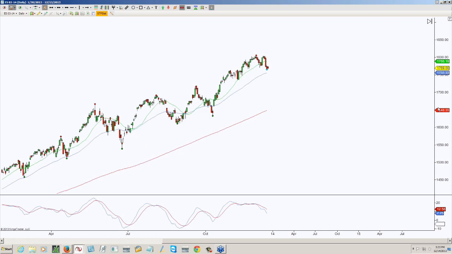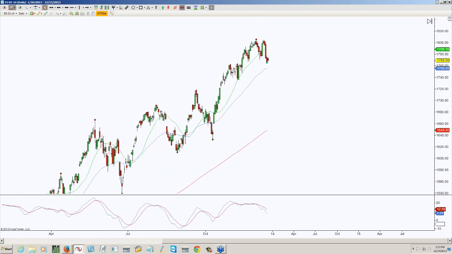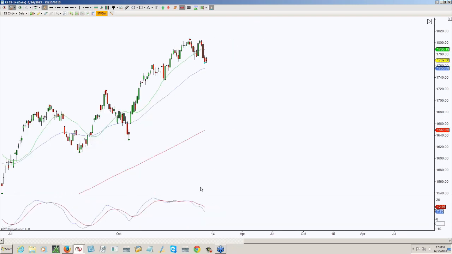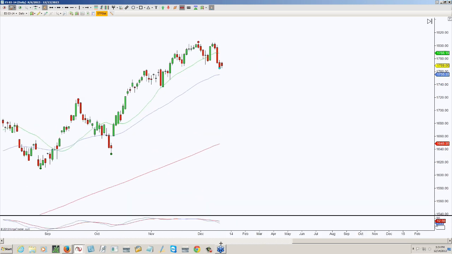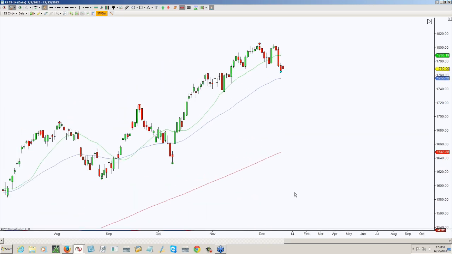A crab. Well, we may be forming a crab here. Let me just get this really big. All right, and this is a good example of where to start. Okay, here's a good rule of thumb.